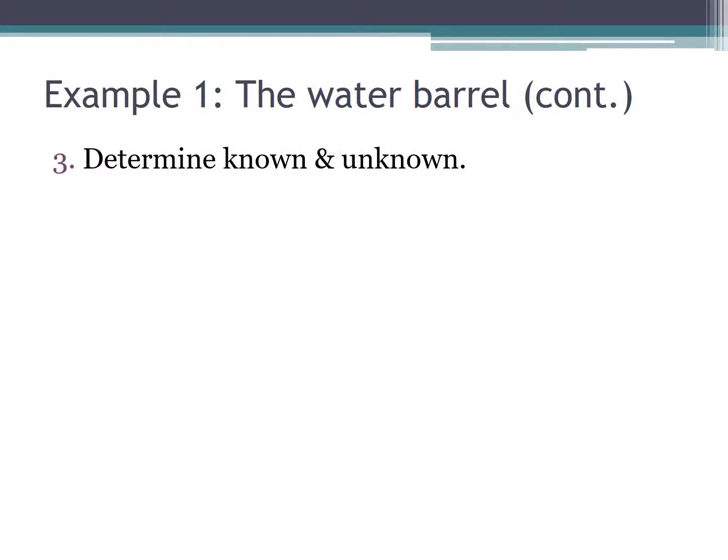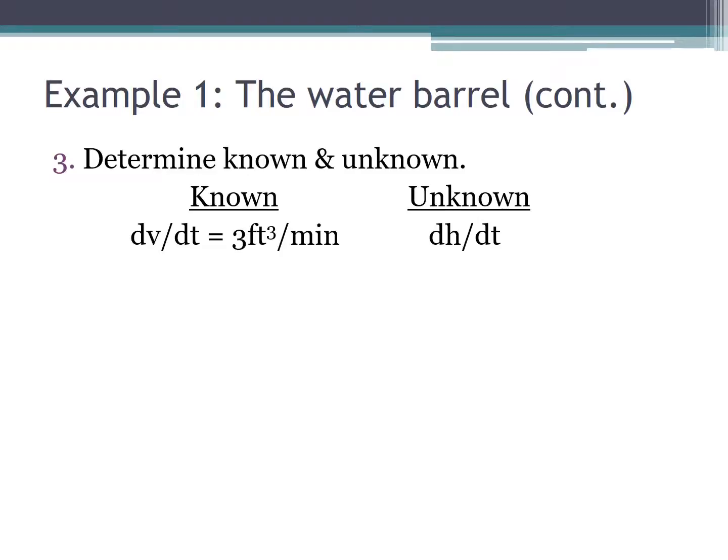So now we need to determine what is known and what is unknown, or what we're trying to find. We know that the change in volume over time is 3 feet cubed a minute, represented by dV over dt equals 3 feet cubed per minute. What we are trying to find is the change in water height based on the time, or dH over dt.